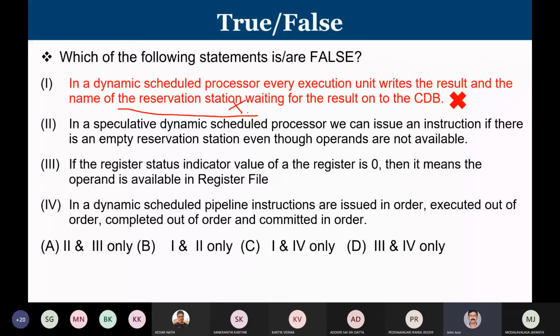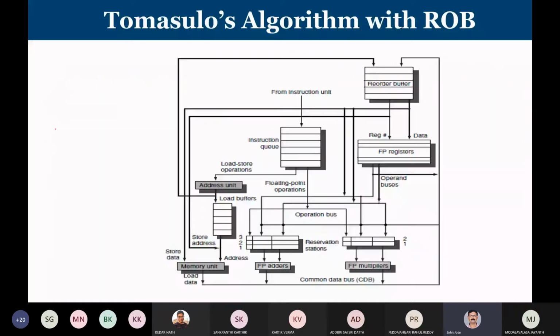In a speculative dynamic scheduled processor, so what do you mean by speculative? I am predicting the branches and executing instructions as if the branch prediction is correct. Then I make use of the reorder buffer, and the commit happens only in the speculative type of processor. The statement: in a speculative dynamic scheduled processor, we can issue an instruction if there is an empty reservation station, even though operands are not available.